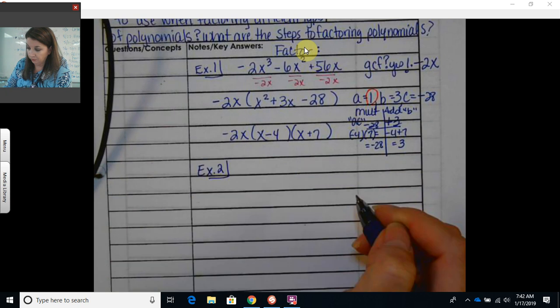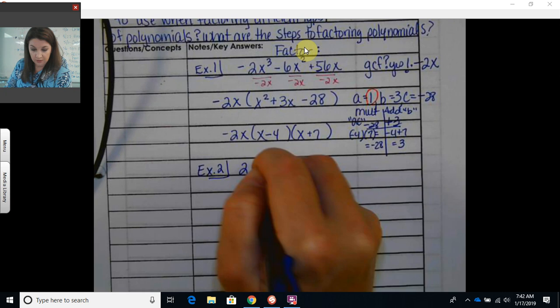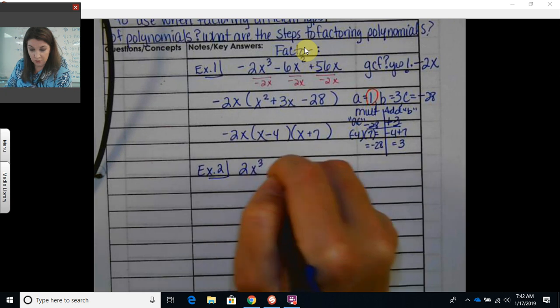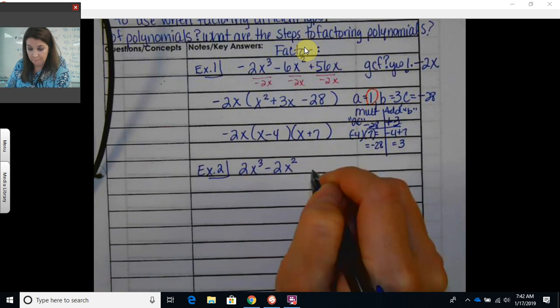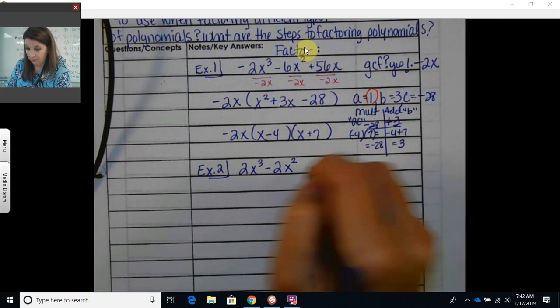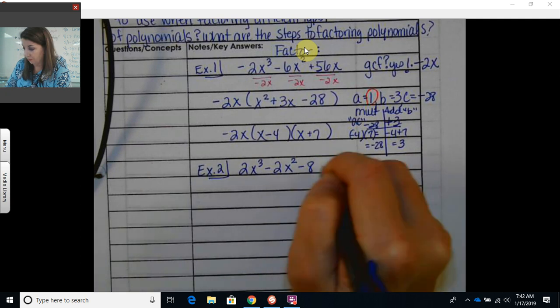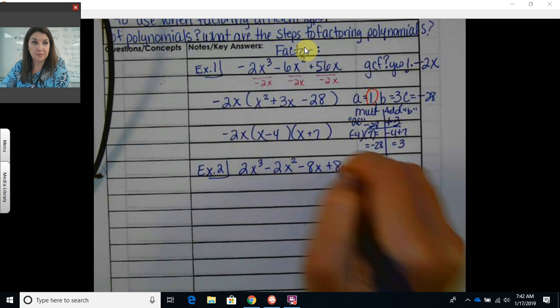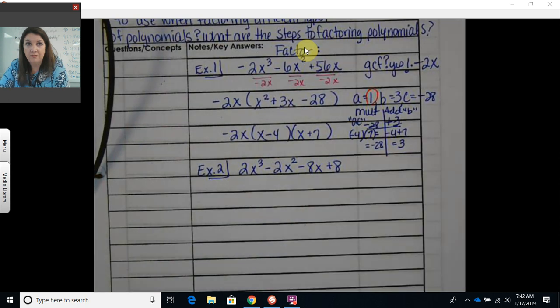Example 2. 2x cubed minus 2x squared minus 8x plus 8. You may have factored problems like this in Algebra 1, but we haven't factored any like this yet this year. Have we factored any problems that have had 4 terms? Hasn't happened. So we're going to factor this.